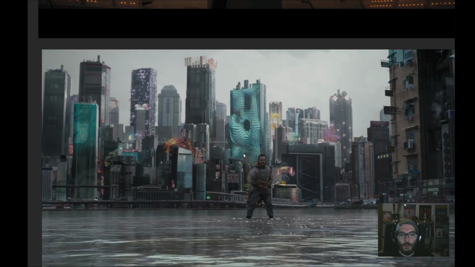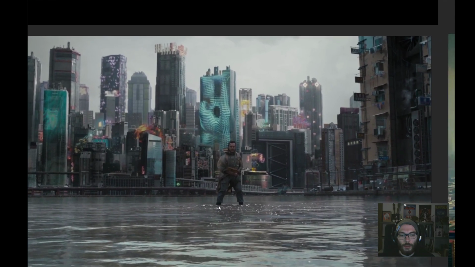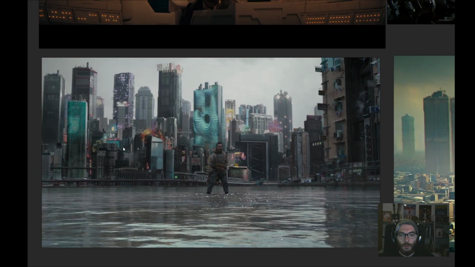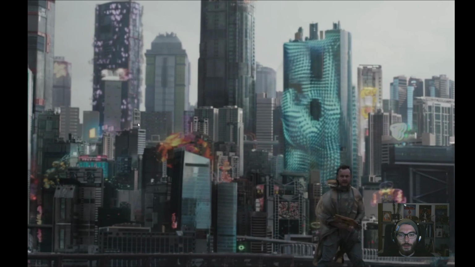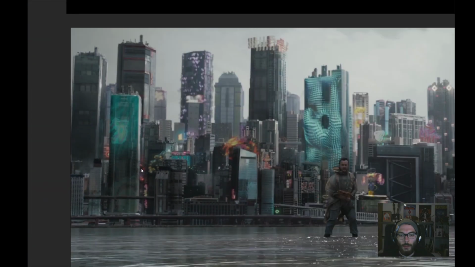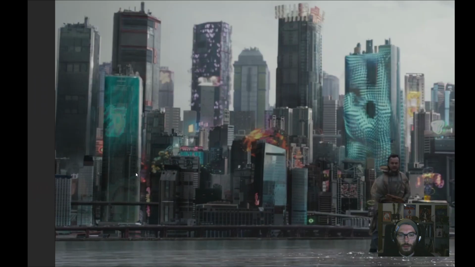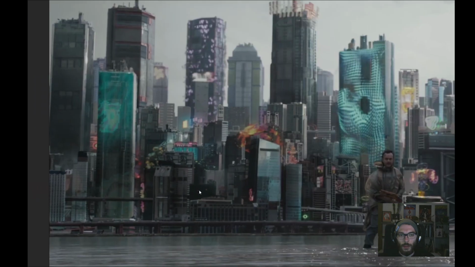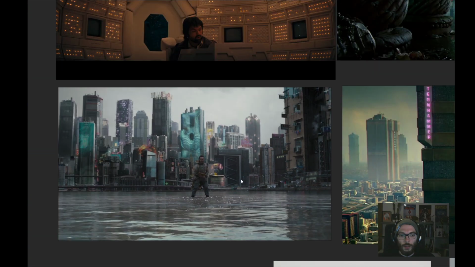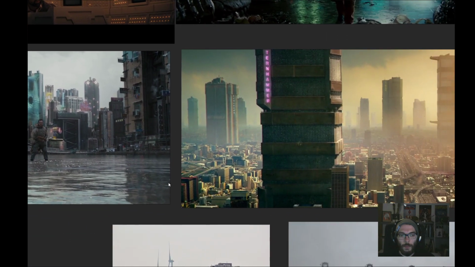Same here. Those in the back are so far away, but they still feel huge, you know. This is a matte painting, I believe, from the great Ghost in the Shell.